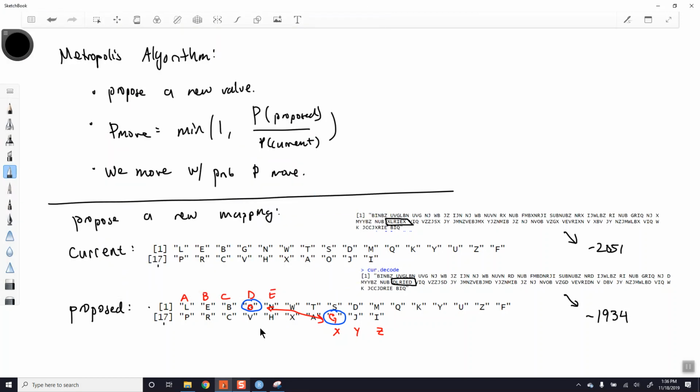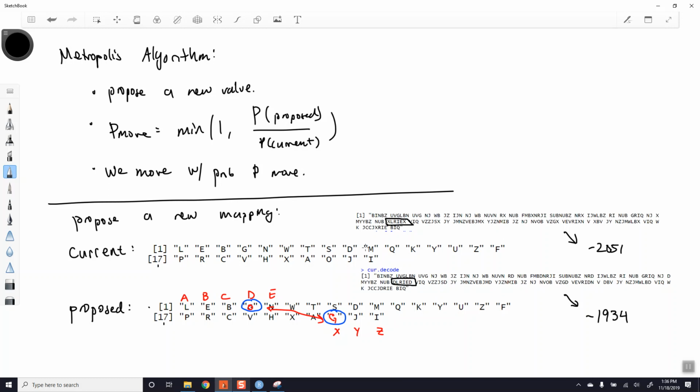What's happening? According to the Metropolis algorithm, our P proposed has a higher probability than P current. This is the log likelihood, so less negative is a higher probability. So we're going to move in that direction. Both of these are still terrible translations, but this one seems a little bit better than this one, and we're going to keep doing this.